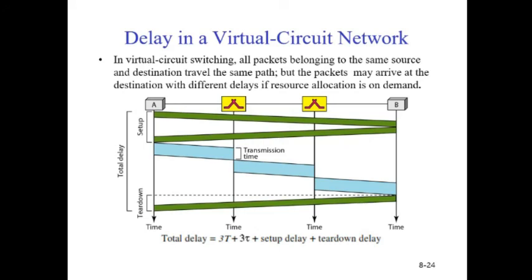Let's talk about the efficiency in virtual circuit networks. As I said before, resource reservation in a virtual circuit network can be made during the setup and can be on demand during the data transfer phase. In the first case, the delay for each packet is the same. In the second case, each packet may encounter different delays. There is one big advantage in a virtual circuit network even if resource allocation is on demand. The source can check the availability of the resource without actually reserving it.